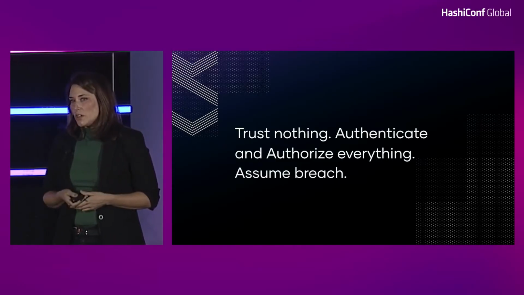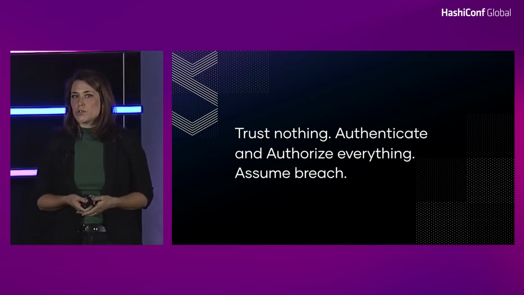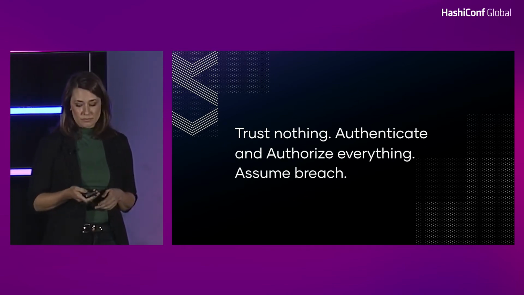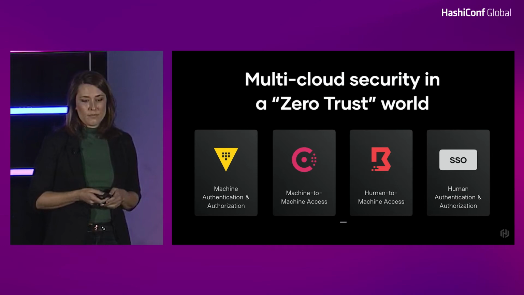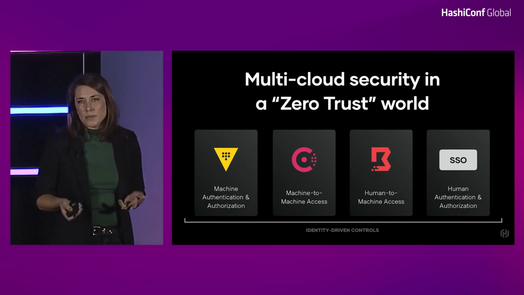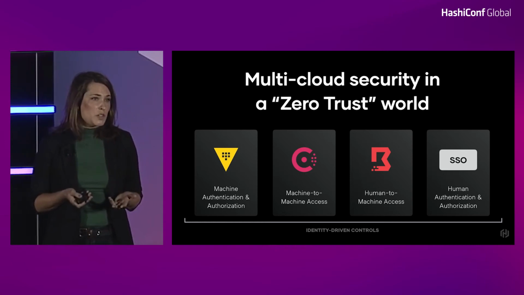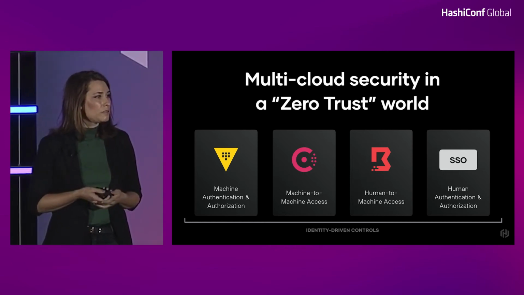So as we heard earlier, if we distill down zero trust, it basically comes down to trust nothing, authenticate and authorize everything, and assume breach. Now, we just heard Armand's keynote, so this should look relatively familiar to you.